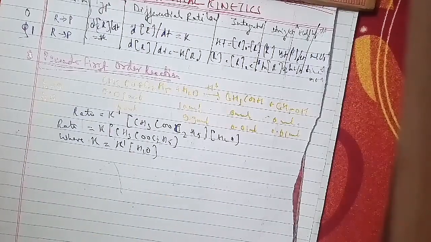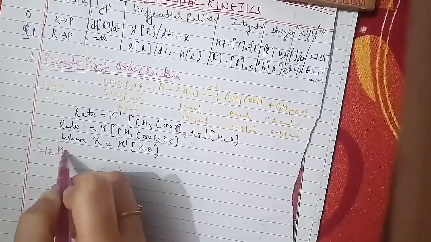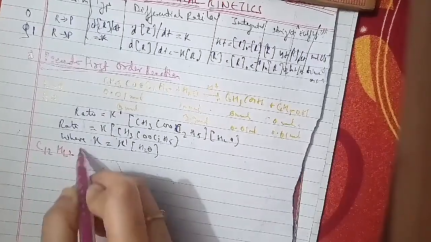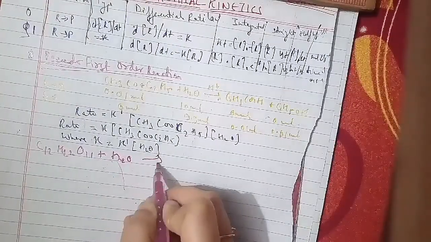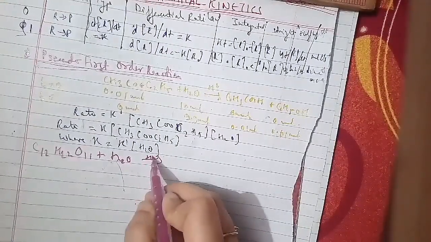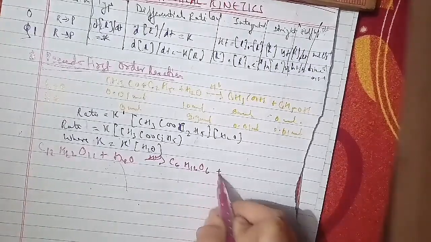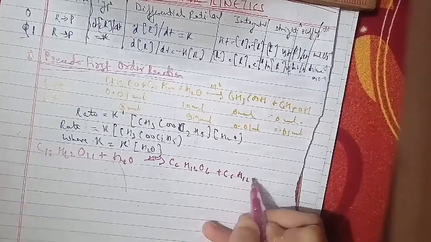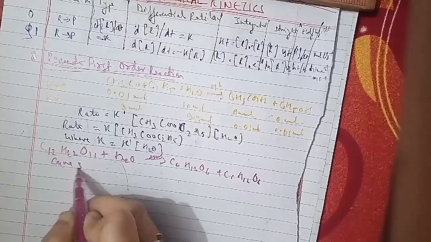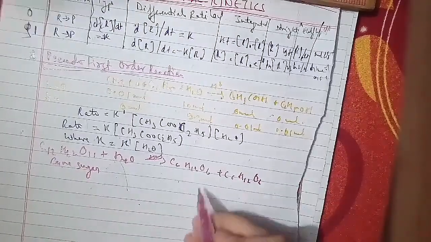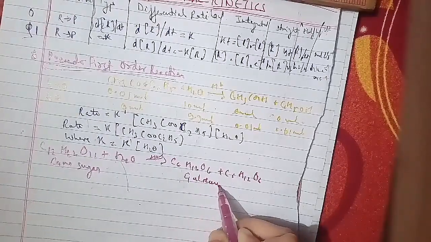Inversion of cane sugar is another pseudo first order reaction, which we write as follows: C12H22O11 plus H2O, in the presence of H plus, will give C6H12O6 plus C6H12O6. This is the cane sugar, this is glucose, and this is your fructose.